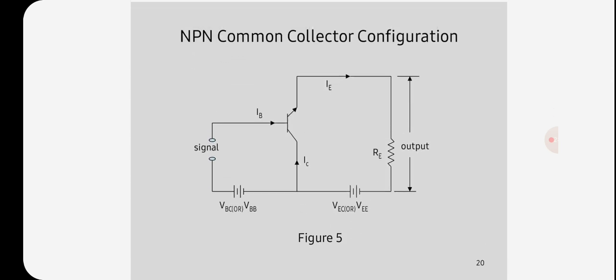So now next we go for a common collector configuration. So this is the diagram for common collector configuration. So in this the NPN transistor is in common collector configuration. Here the input signal is connected between the base and the collector. The output appears between emitter and collector. This circuit is popularly known as emitter follower.